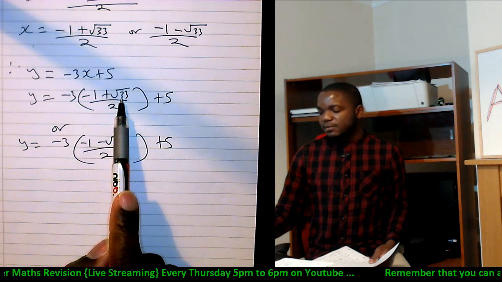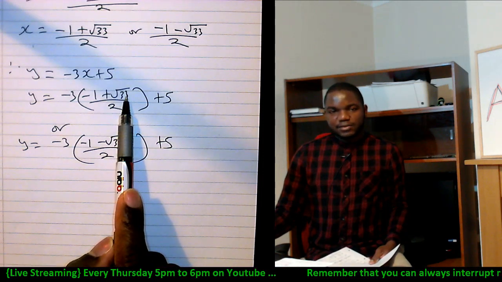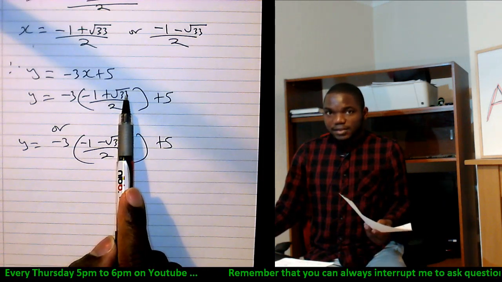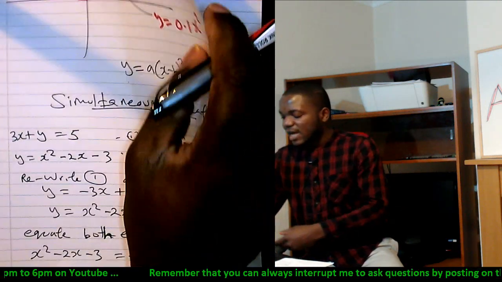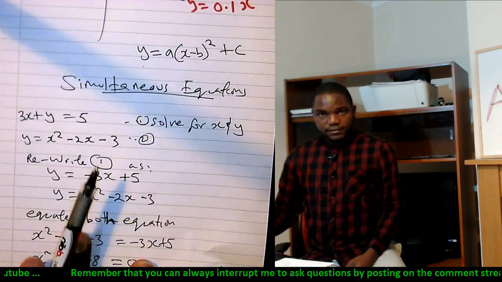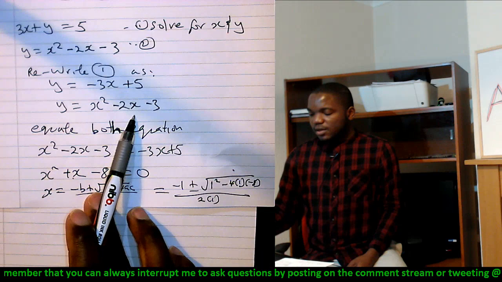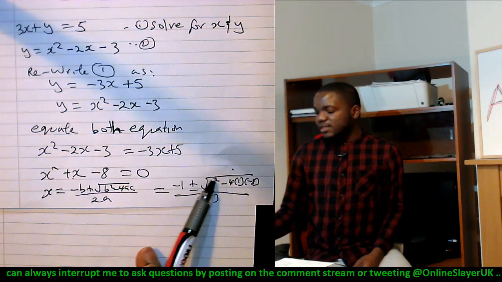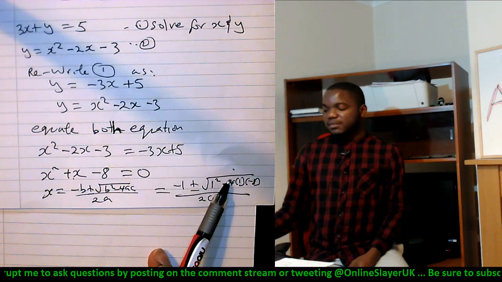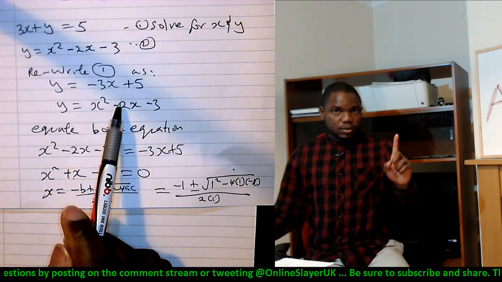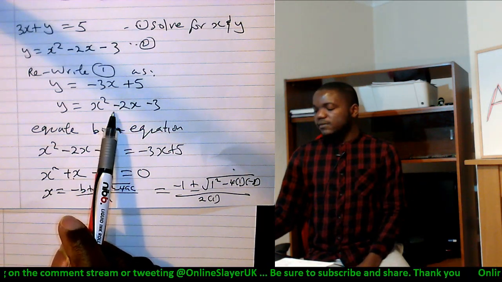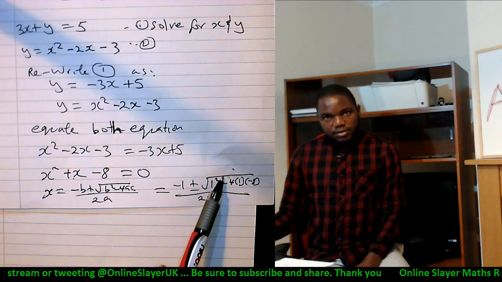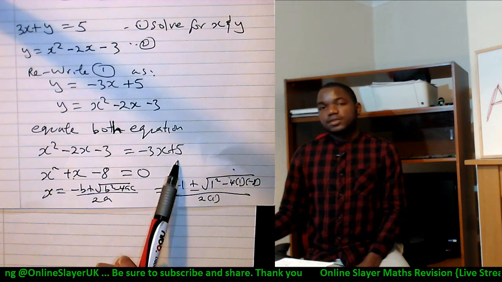Imagine if this happens to be minus 33. That means that you don't have real roots. So that will tell you that the line does not actually touch the curve. Or you could have got an answer where d is actually 0, which means that the line touches the curve once.